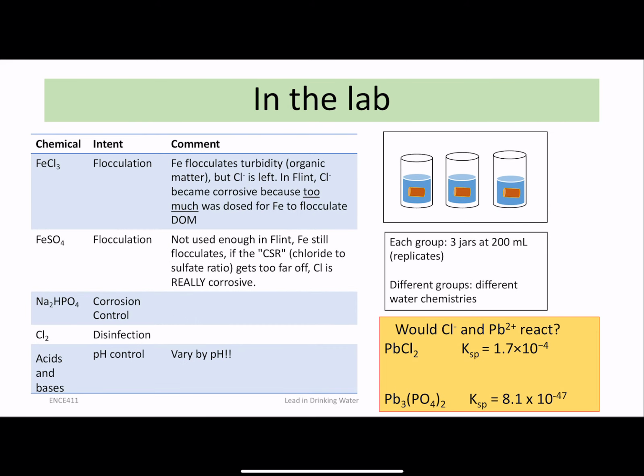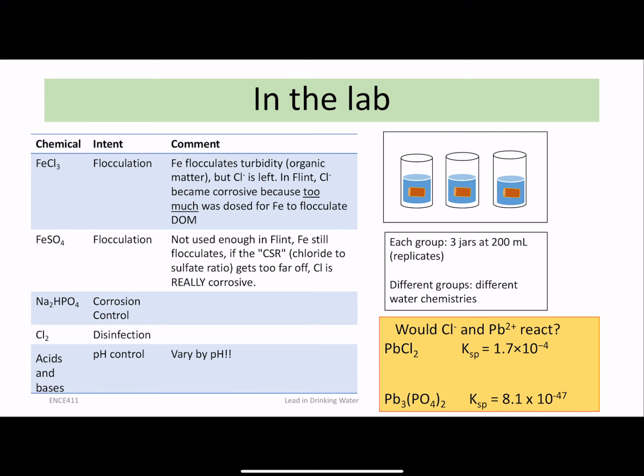So next week in the lab, we are trying to mimic the problem in Flint. This is the lab from next week. But this lab will last like 9 weeks. Part of the lab, you are going to do at home. But next week, we are preparing the materials that you will take home, and it's very easy, so don't worry. Okay.